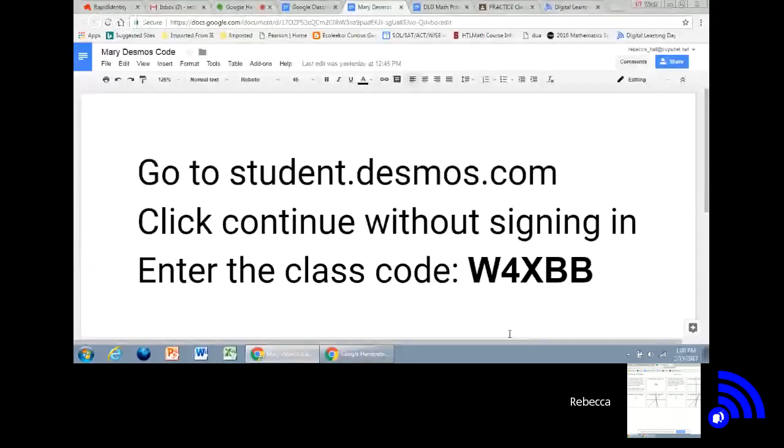Hey, so we hope that you learned a lot from Mary and got to see a little bit about the Desmos calculator and the sliders. And now we're going to look at the activity builder. So you are going to play the role of a student. So we need you to go to student.desmos.com. Pull the code up for you. Okay, and then you can click continue without signing in, and then the class code is W4XBB. And then you're just going to work through the activity like Mary just showed you.